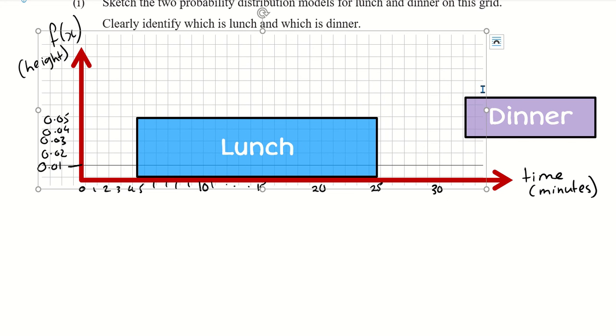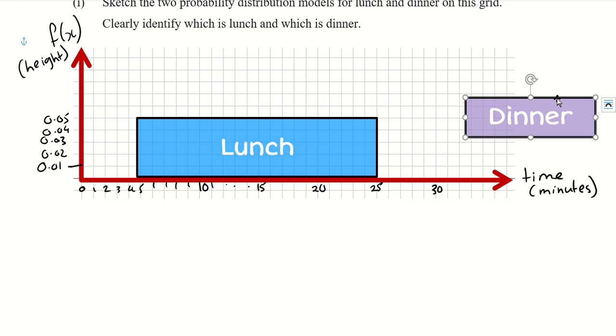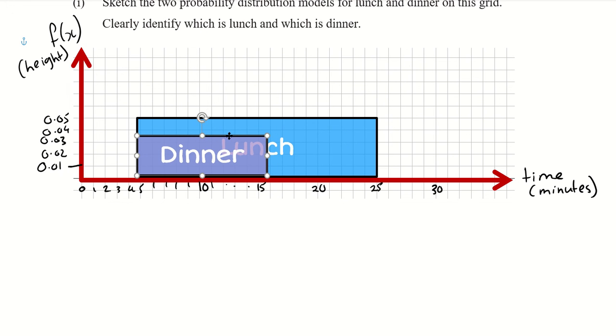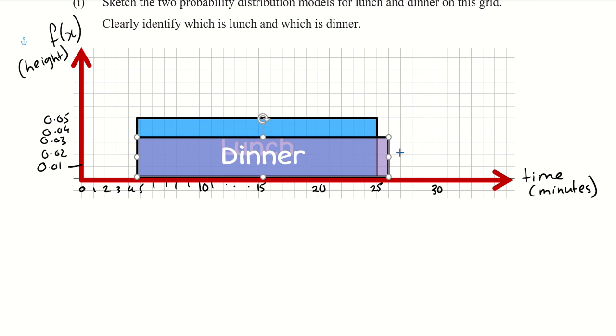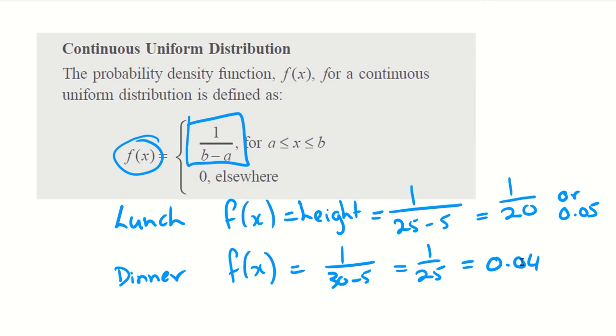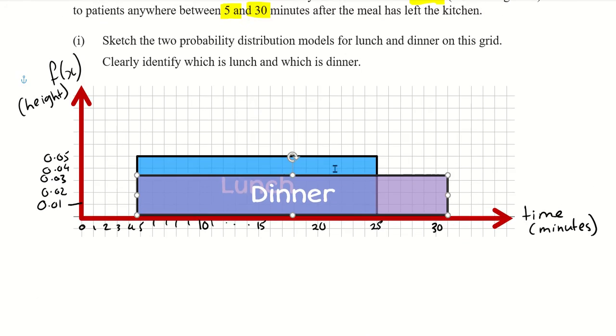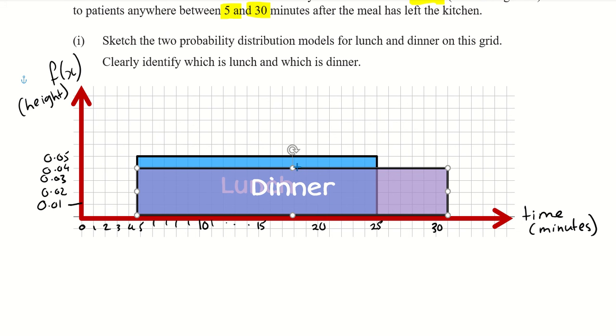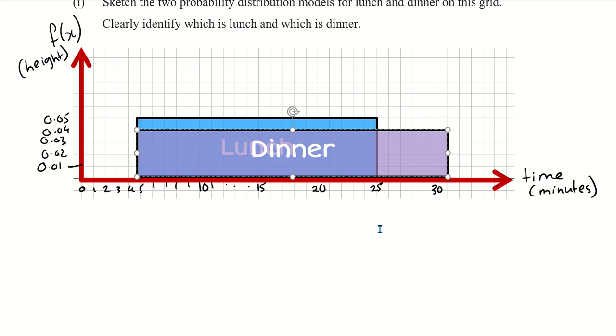Now, I don't want to move that. Dinner is also going to start at 5 minutes, and it is going to go up to 30 minutes. The height of dinner we found was 0.04, so I want that just to go up to there. So there are my two distributions. The blue one, the one behind, is lunch, and this one in front, dinner, is that. So that's the answers.